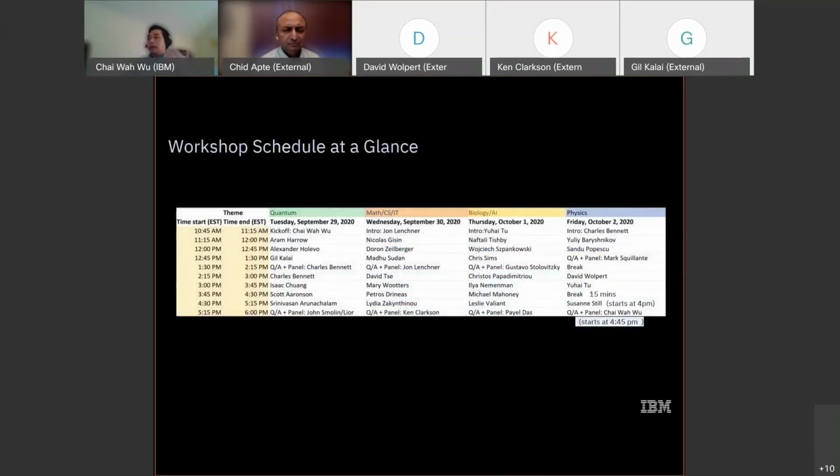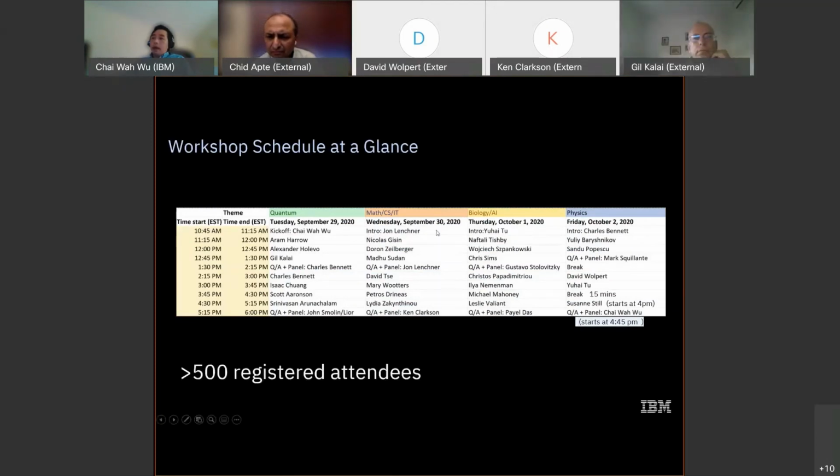So this is a view of the workshop schedule at a glance. We have 4 days. Today is our quantum theme. Tomorrow we have a theme that's focused on mathematics, computer science, and information theory. Thursday we have a day focused on the theme of biology and AI. And finally, we have a day focused on physics and especially mathematical physics. And just to list, we have over 500 registered attendees. So I'd like to thank all of you for being here virtually.